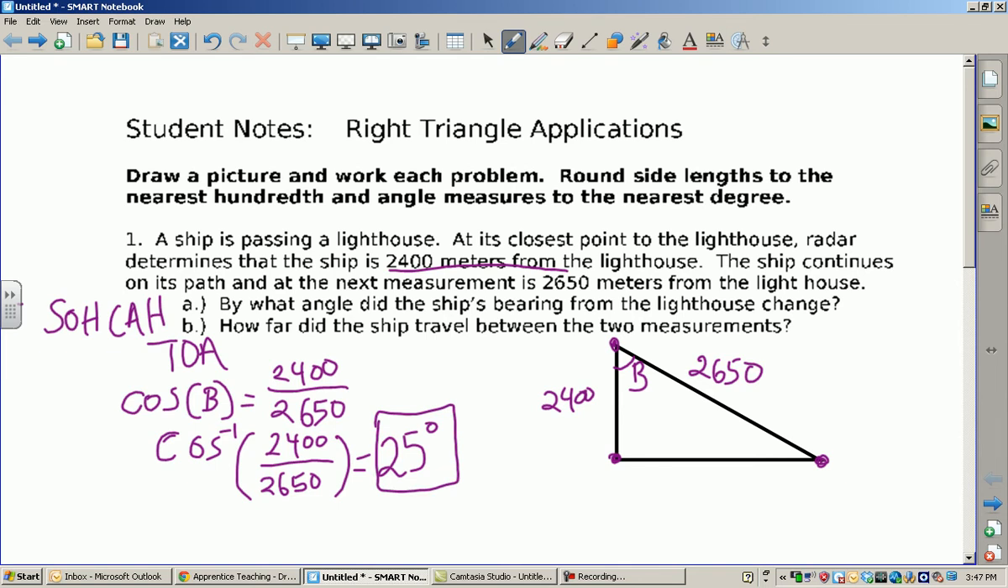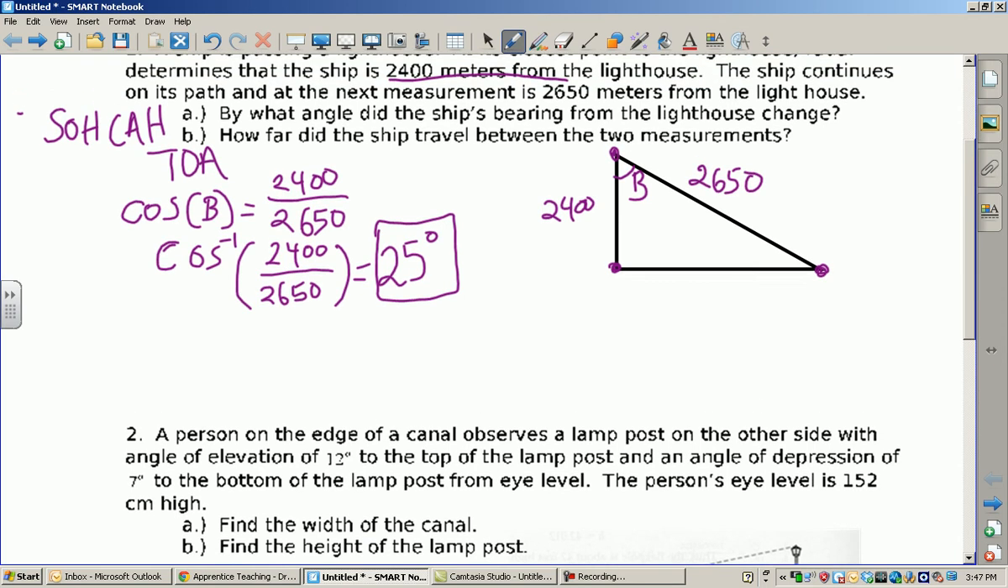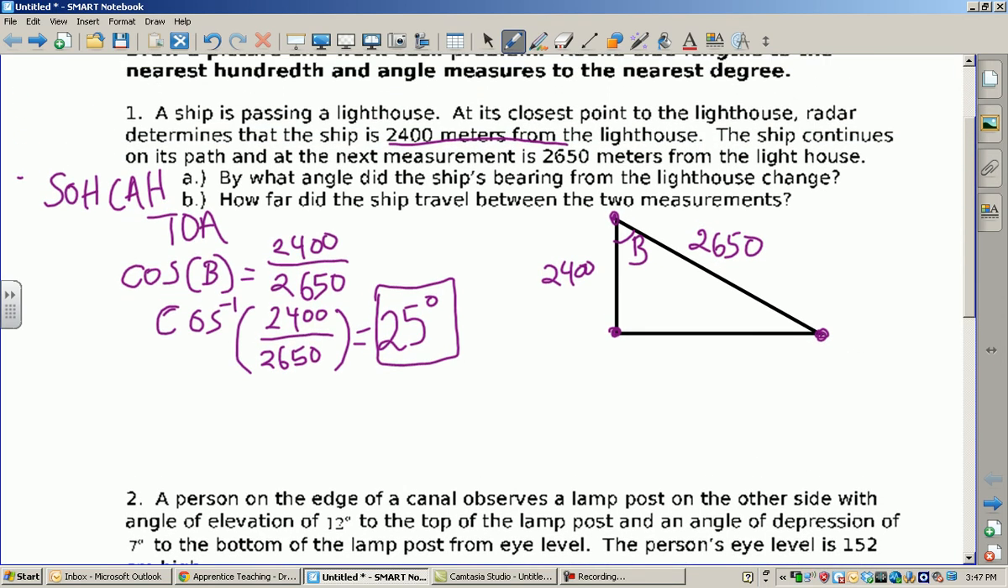Okay, so now that I've done part A, let's move on to part B. And with part B, they want to know how far did that ship travel, which would be actually side length lowercase b. Now, I have three pieces of information now. I know that this was 25 degrees. Actually, I lied, this is also 90 degrees because this is a right triangle. But I can use another trig function, or I can use the Pythagorean theorem, which was a squared plus b squared is equal to c squared, and solving for b, I get that b is equal to the square root of c squared minus a squared.